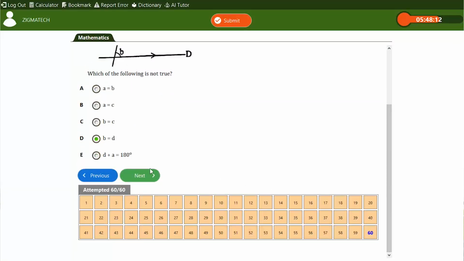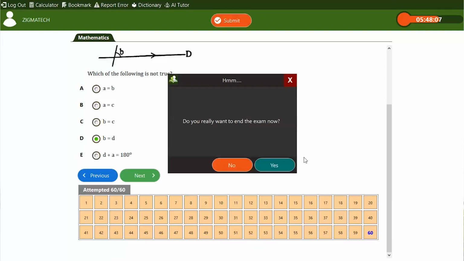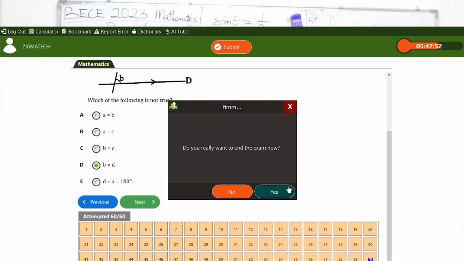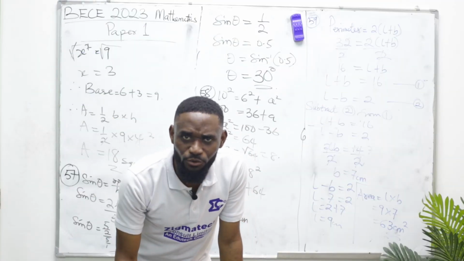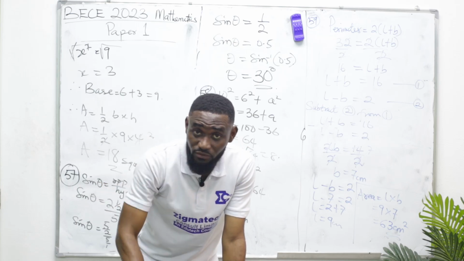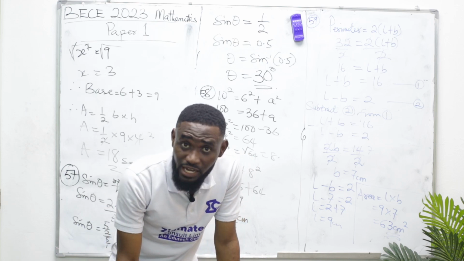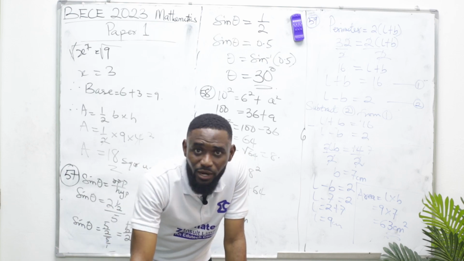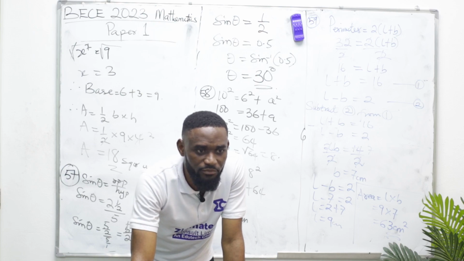So we are done with this particular exercise. We've been able to solve the past question of BECE 2023 paper 1 from number 1 to number 60. I believe so much that if you watch this video very well, practice some of these things, go back to your notes and study these things, you will come out in flying colors. Thank you very much for your time.